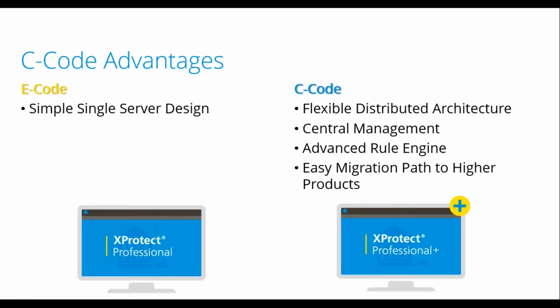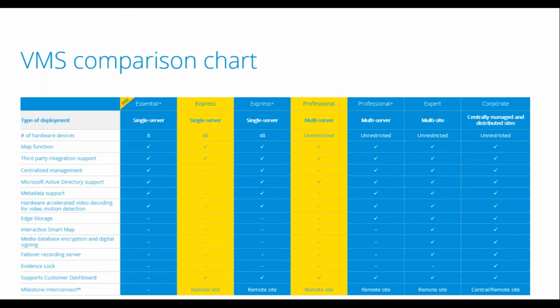C code's newer, more modern. Has a more flexible architecture, centralized management, a rule engine to make it easy to manage your system, and an easy migration path to move from product to product. So you could start with, say, Express Plus, and with a simple license change, go to Professional Plus or Expert, and so on. So this is just a quick glance at the comparison chart of the different products.